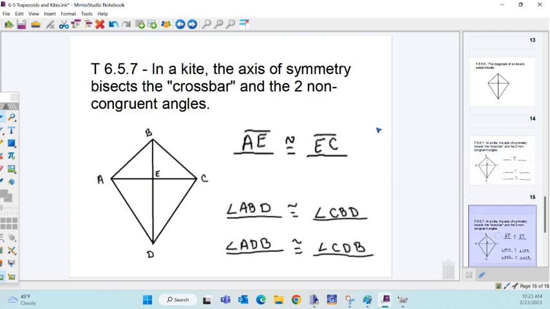So we can write those in. AE is congruent to EC. Angle ABD is congruent to CBD. And ADB is congruent to CDB. So you have all of those.